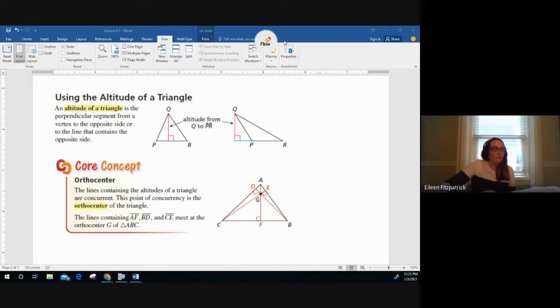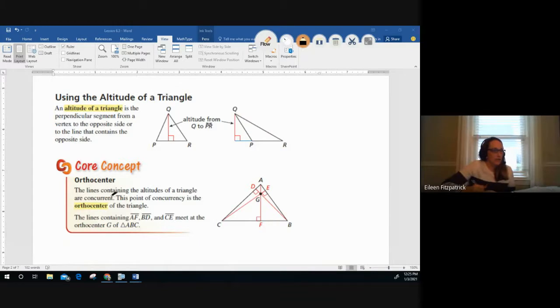If I'm trying to draw an altitude, like you can see in this example here, going from Q to this opposite side, there's no way to draw a segment that's perpendicular and stay inside the triangle. That's not perpendicular. So that's why it says the line containing the opposite side. Sometimes you have to extend your triangle side outside of where the actual triangle is, so you're able to draw a perpendicular segment to the extended side. That's what that example is showing there.